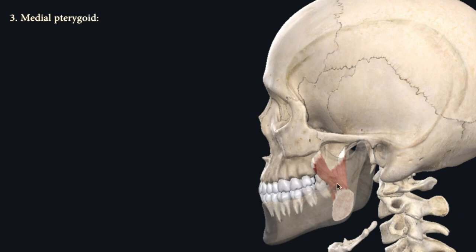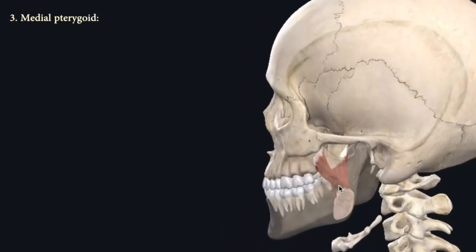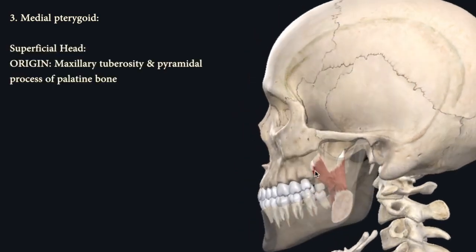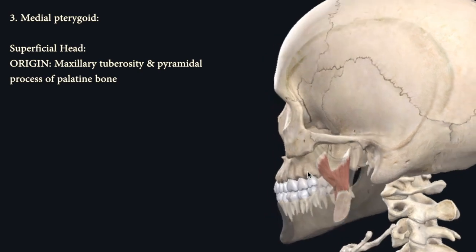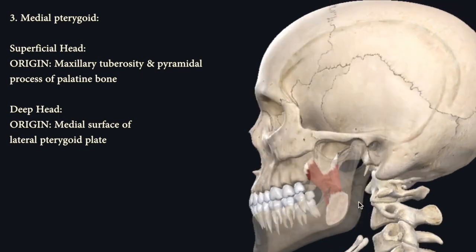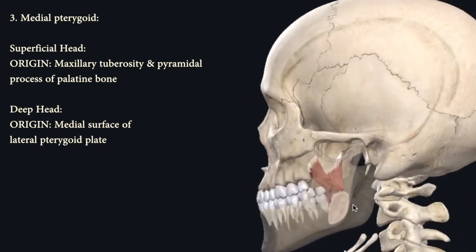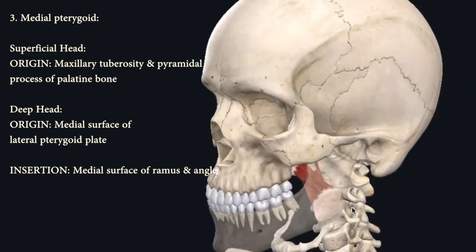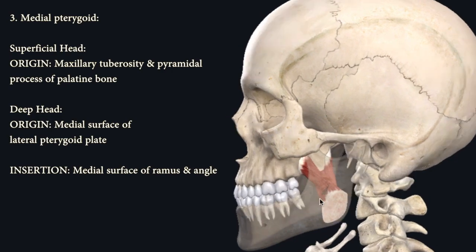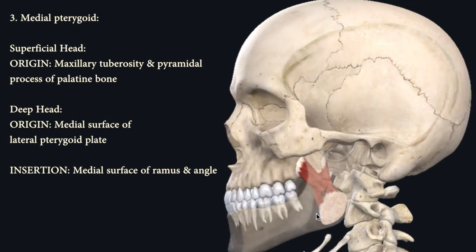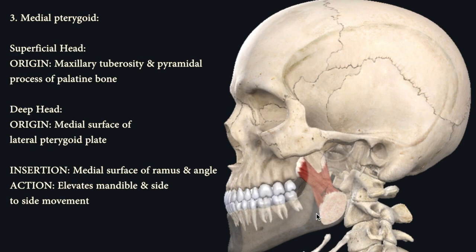Number three is the medial pterygoid, which divides into two parts, the superficial head and the deep head. The superficial head originates from the maxillary tuberosity and pyramidal process of palatine bone, and the deep head originates from the medial surface of the lateral pterygoid plate. Both of these heads insert into the medial surface of the ramus of the mandible, partly inserting into the angle as well.